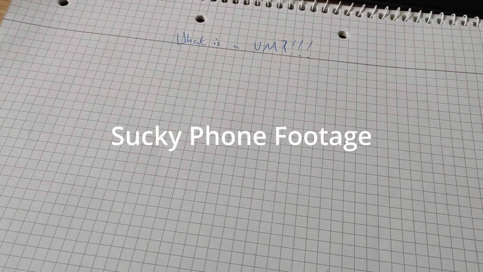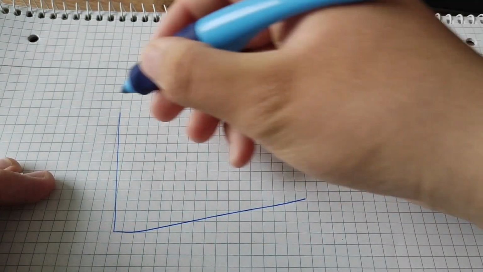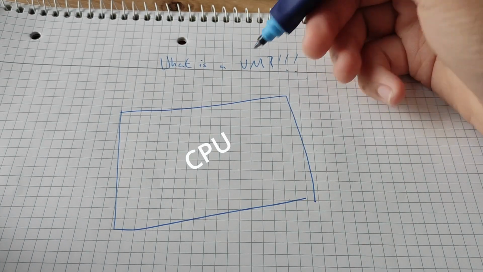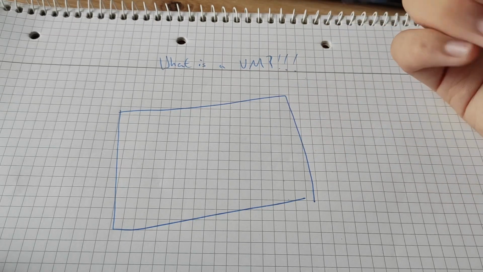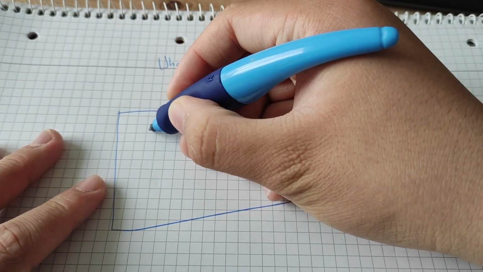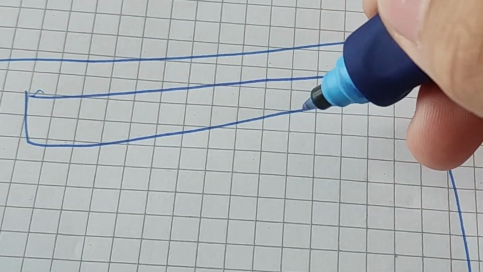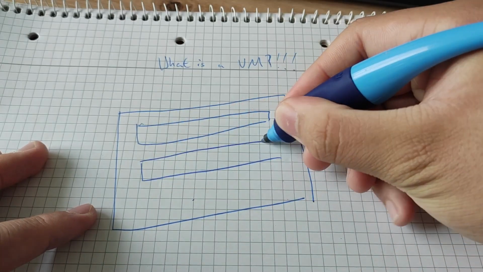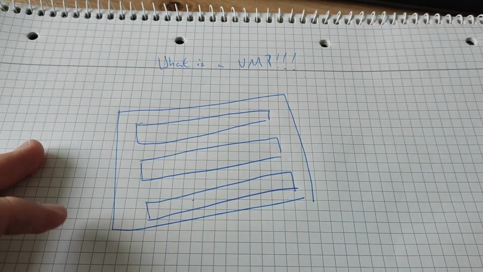There's some really sucky phone footage right here, but still. So, what is a VM? Assuming this huge block here is your computer, and it contains all sorts of things like CPU, RAM, graphics card, SSD, HDD, whatever you use. And a VM is basically like, maybe this is your CPU. Hopefully your CPU is not that long because it looks awkward. And here is your RAM. And here's a hard drive or solid state drive. I have no idea what you're using.